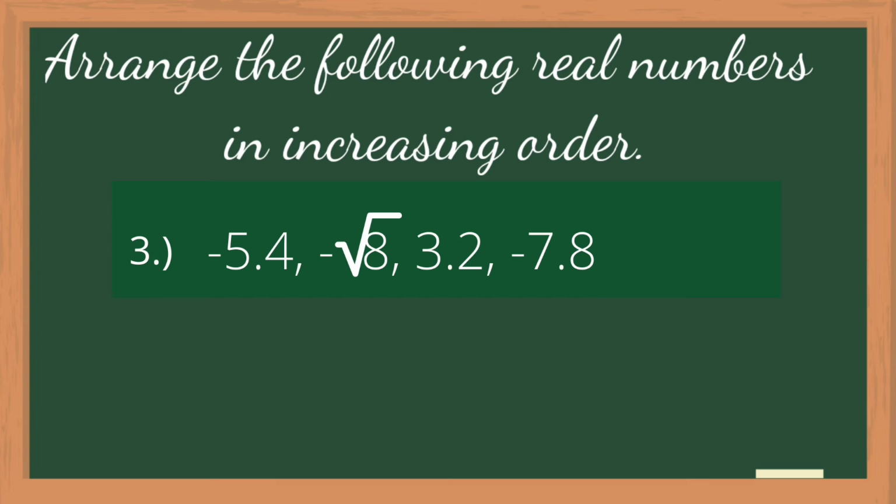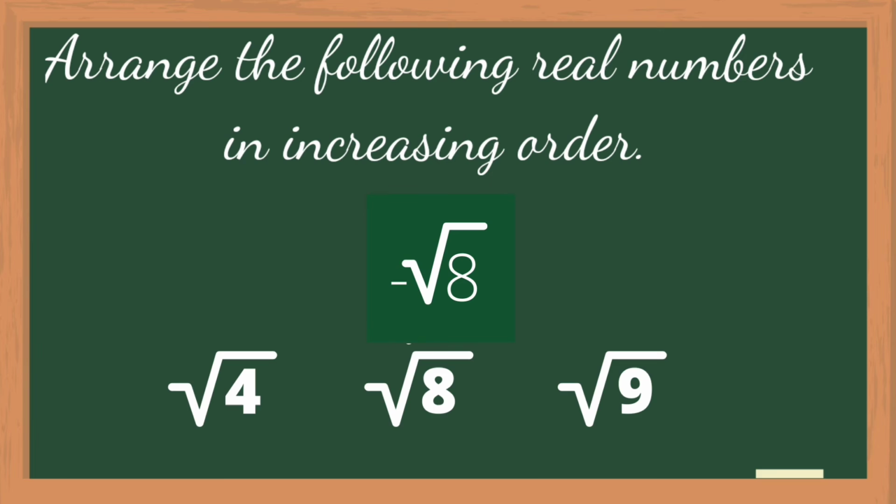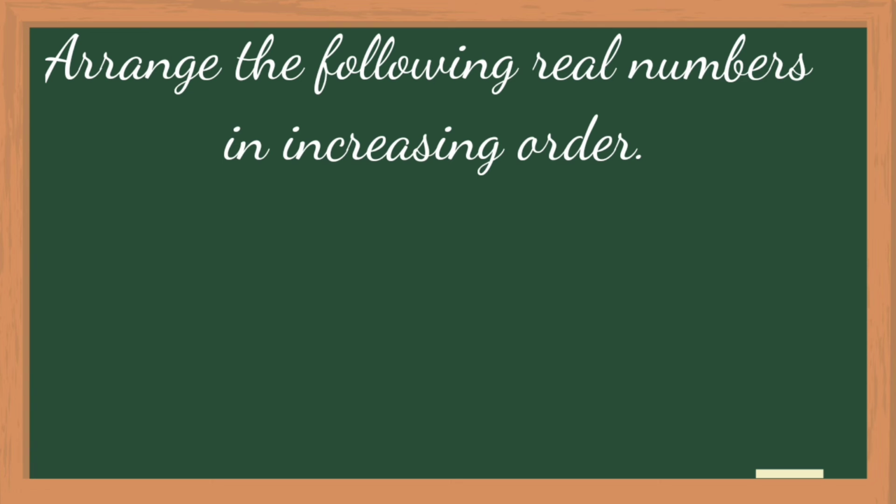Number 3, example: negative 5.4, then negative square root of 8, 3.2, and negative 7.8. First, let us express them in the same form. Since they are mostly decimals, we need to just get the square root of 8 to arrange them in order. 8 is between two perfect squares, 4 and 9. The square root of 4 is 2 and the square root of 9 is 3. We just need to estimate the decimals of this square root. Since the two consecutive numbers are 2 and 3, 8 is nearly to 9.